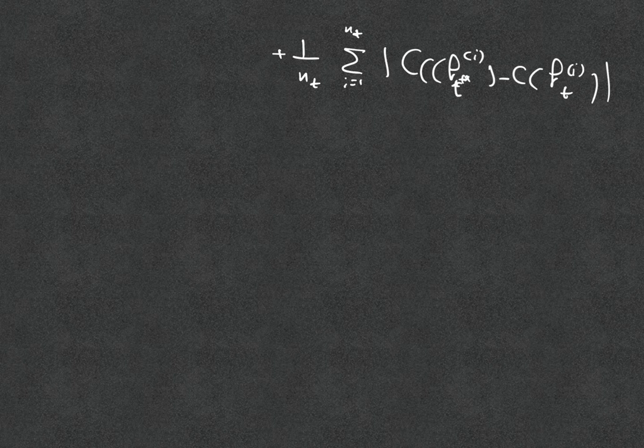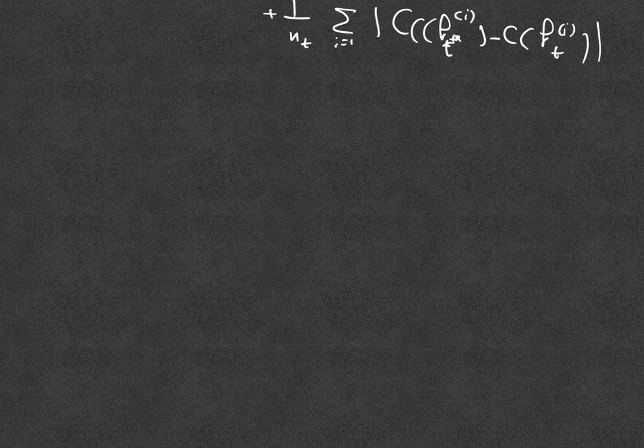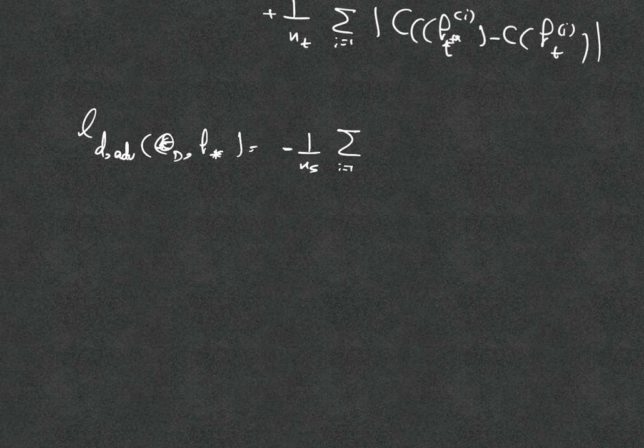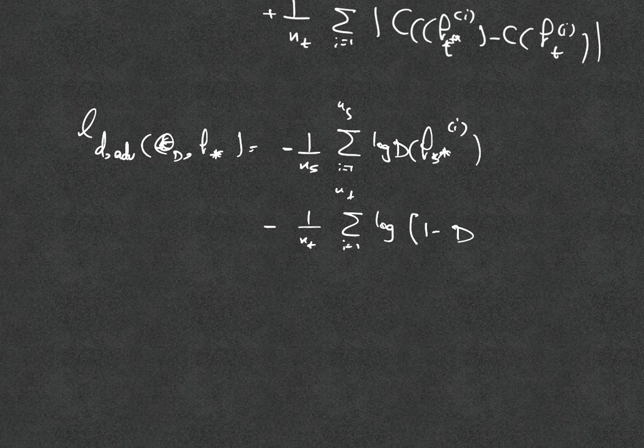And next, you also have to train the discriminator to also be better at distinguishing. So the LD is going to be defined as follows. Again, in the source domain you have this term, and in the target domain you have this term. It's basically the same as before, it's just that you have f stars now.